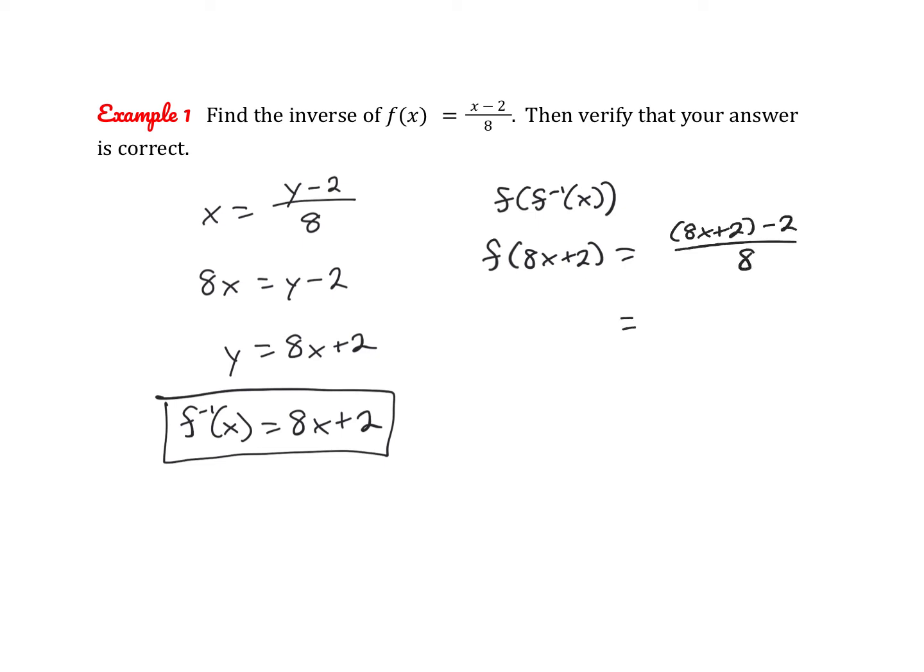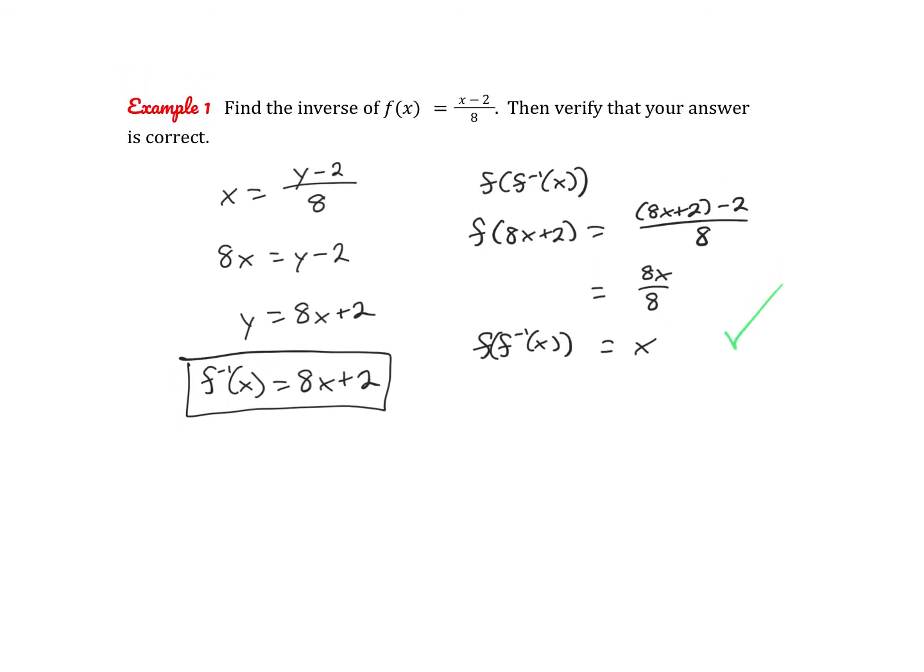And let's simplify that. So here we have 8x plus 2 minus 2, so 8x over 8, which is just x. So when we did f of f inverse of x, you can see that it simplified to x, which verifies that we did our work correctly. You do not need to do both versions, but I just want to show you that it also works if we do f inverse of f of x.